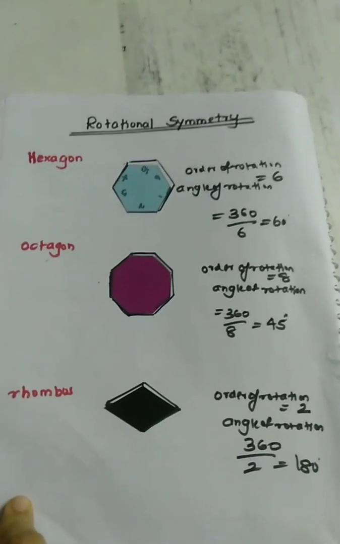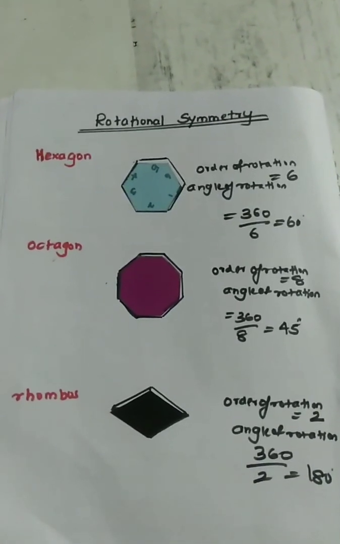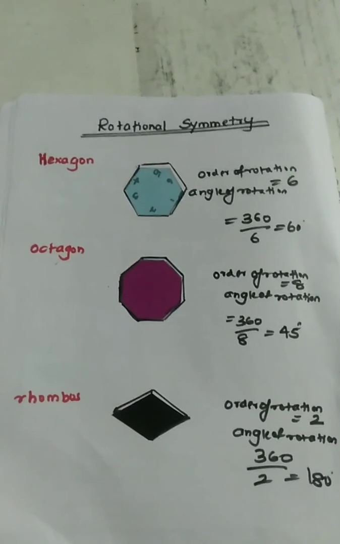180 degrees is called a half rotation, 90 degrees is called a 1/4 rotation, and 270 is called a 3/4 rotation.